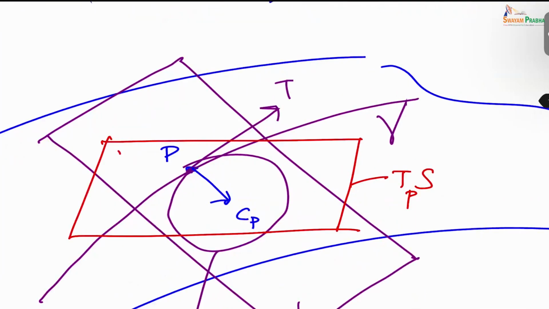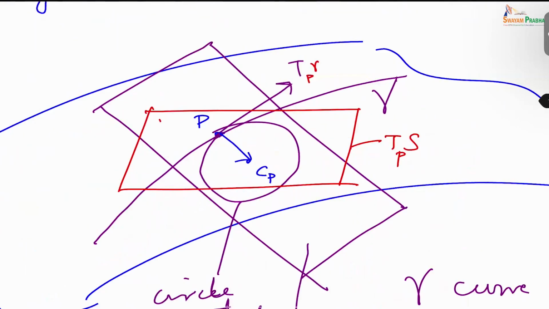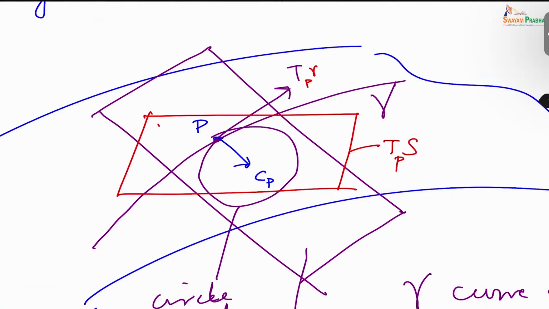So this t, if you want, let me write this as t gamma p, just to signify that this is a tangent to the curve gamma at the point p, and this t gamma p is going to lie both on this red plane, which is the tangent plane to the surface at the point, as well as this purple plane that I have drawn, which is actually the osculating plane. Okay. Now you see this. What I want you to understand is that these two planes are different.